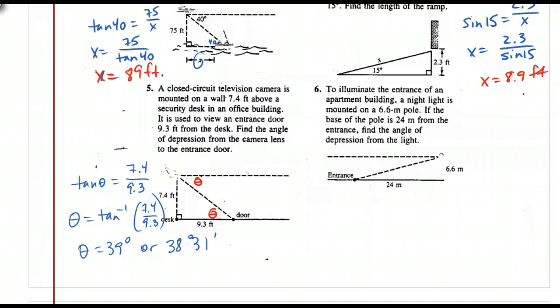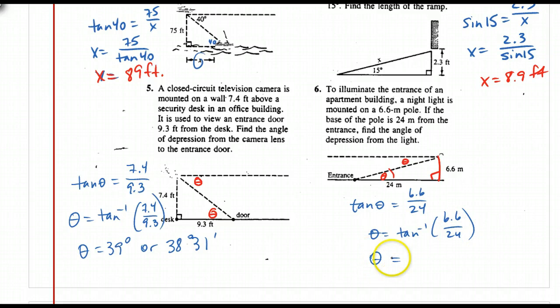Next, to illuminate the entrance to the apartment building, we've got the night light, and angle of depression would be this one, which is congruent to this angle down here. And I'll go ahead and finish off a nice little right triangle. And once again, we have tangent of theta is equal to 6.6 over 24, which means theta is equal to tangent inverse of 6.6 over 24. And theta should be 15 degrees or 15 degrees 23 minutes if you're following those instructions.